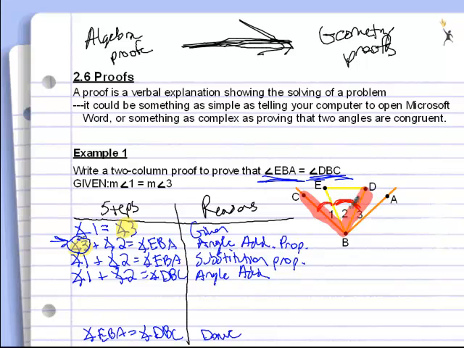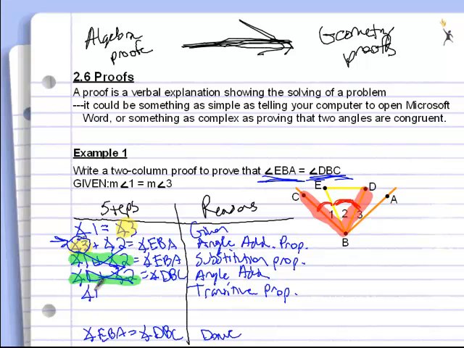Just adding two small angles together to get a bigger angle. But now if I look, I have angle 1 plus angle 2 equals EBA. Angle 1 plus angle 2 equals DBC. Now I'm going to use the transitive property to cross these off and write my new equality statement, just like the law of syllogism. I've got two statements. I cross off what's used twice, and I write my new statement.